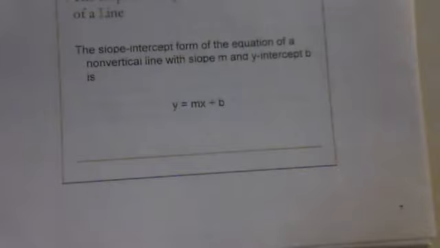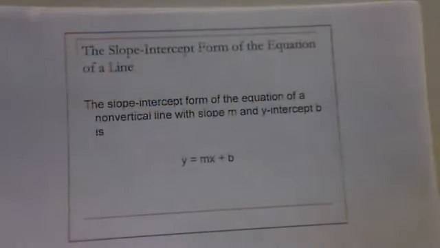Now, let's talk about the slope-intercept form of the equation of a line. The last 2 equations that we looked at, where you were told to solve for y, those equations were written in slope-intercept form. So here the slope-intercept form of the equation of a non-vertical line with the slope of m and the y-intercept of b is this. y is equal to mx plus b.